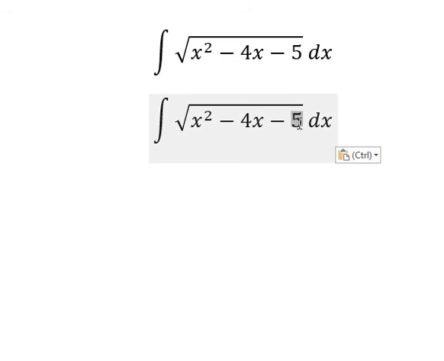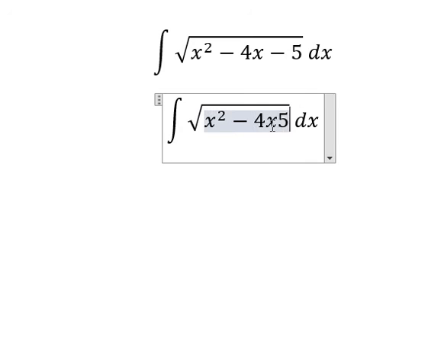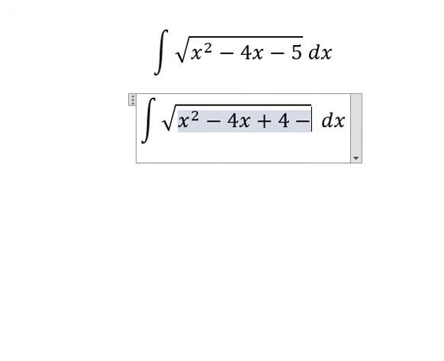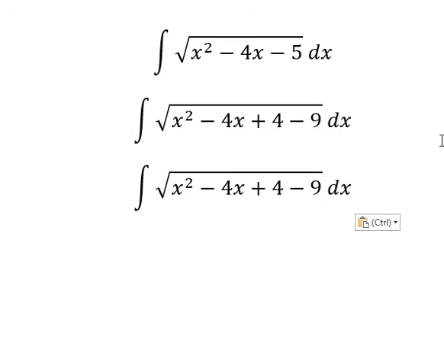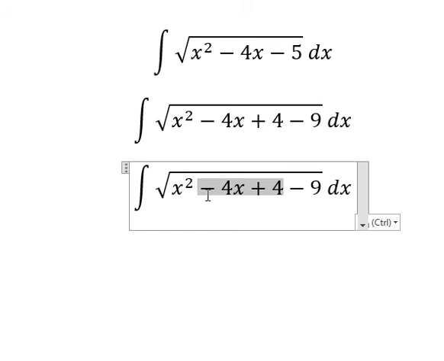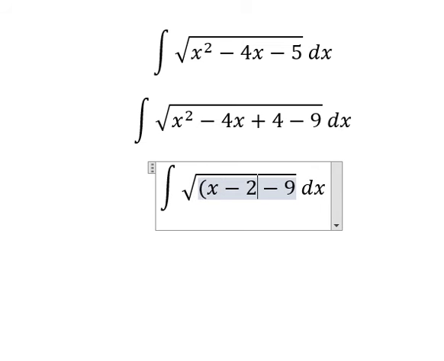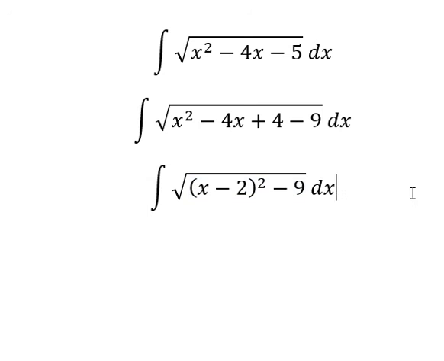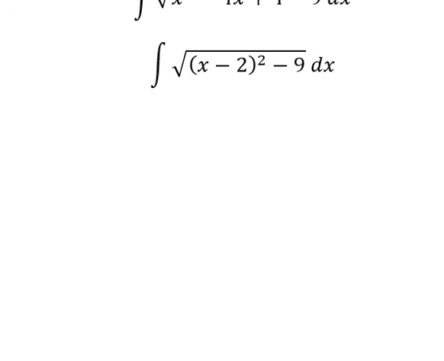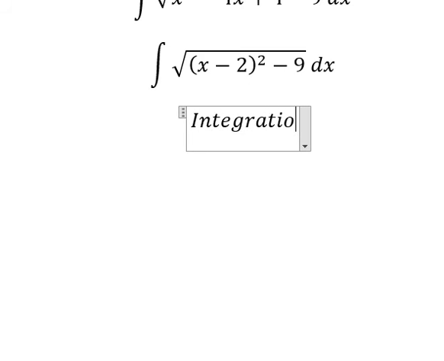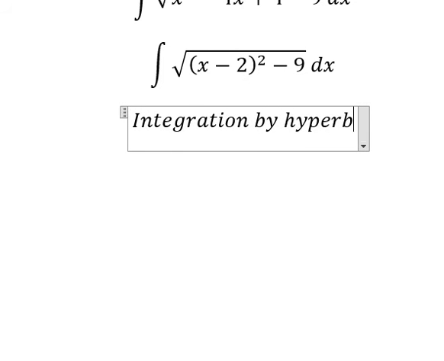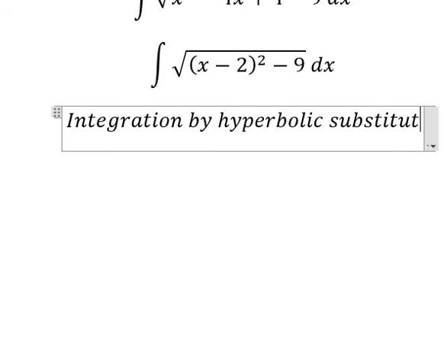About negative number 5, we can put into positive number 4 minus number 9. This one, that is about identities. So we can use integration by hyperbolic substitution.